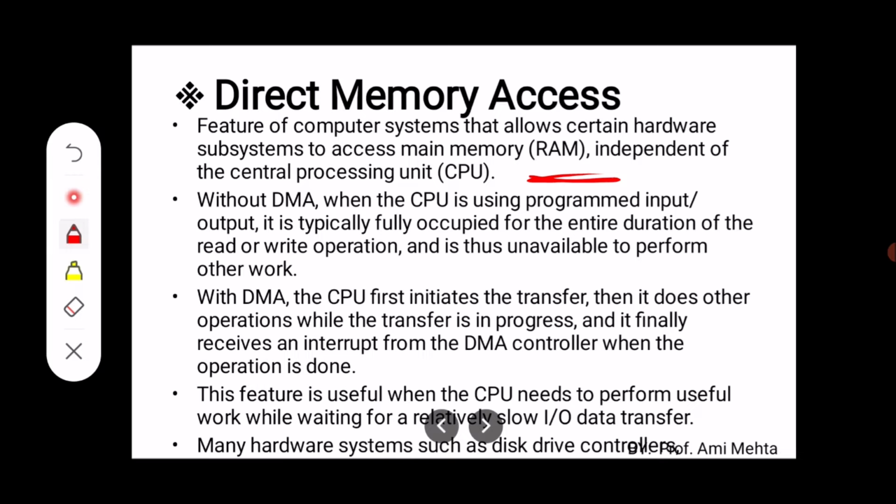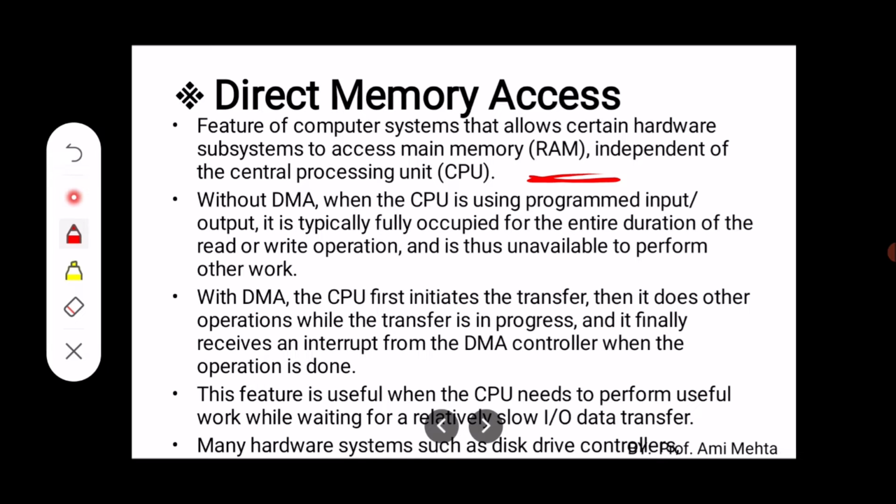So the CPU first initiates the transfer, then it does other operations while the transfer is in progress, and it finally receives an interrupt. So DMA sends an interrupt to the CPU that this task is completed, so the particular operation is done. This operation is nothing but the read or write operation on the memory. Something wants to write into memory and something wants to read from the memory.